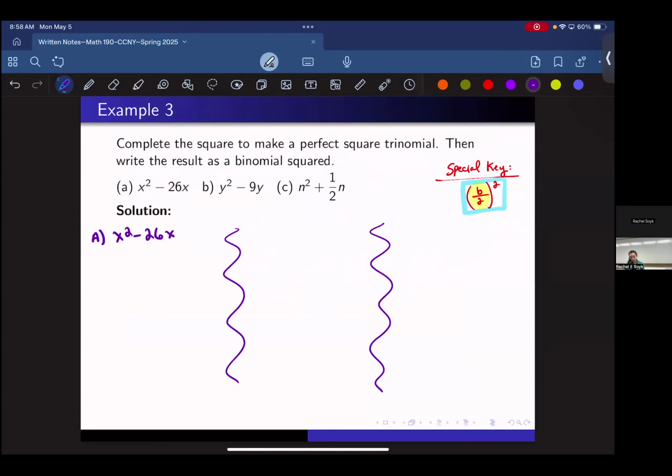First time, our b is negative 26. Let's plug it into our special key. So we're looking at negative 26 over 2 in parentheses squared, which tells us that our yellow is simplified to what? Negative 13 in parentheses squared. And that turns into our blue, which is just 169.